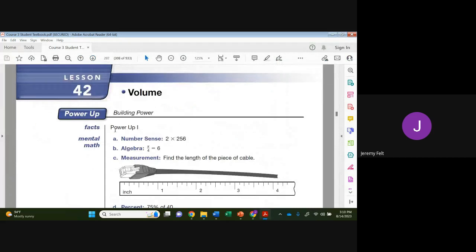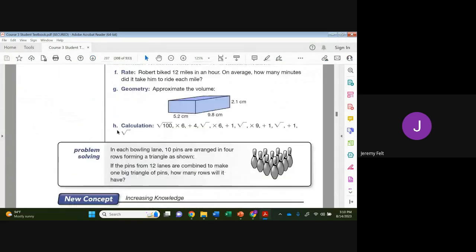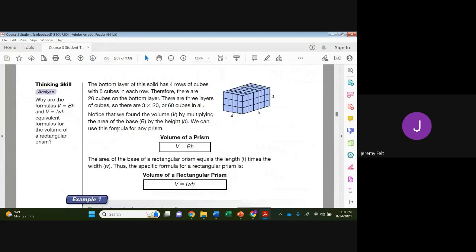Lesson 42, we're looking at volume. Most of these are on your reference sheet. We talked a lot about volume last year. The volume of any prism, where it's going up and not meeting at a point like a cone or a pyramid or something like that, the top surface and the bottom surface match.